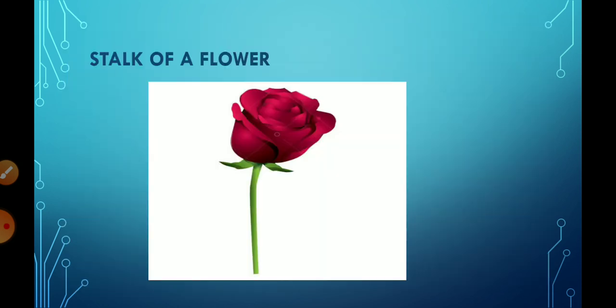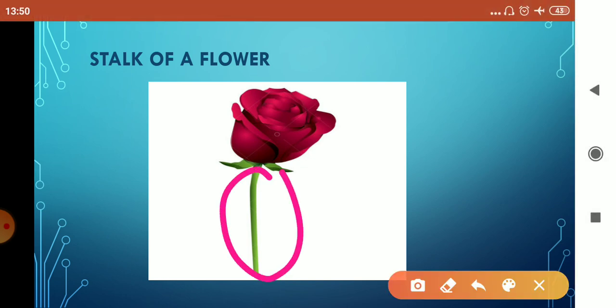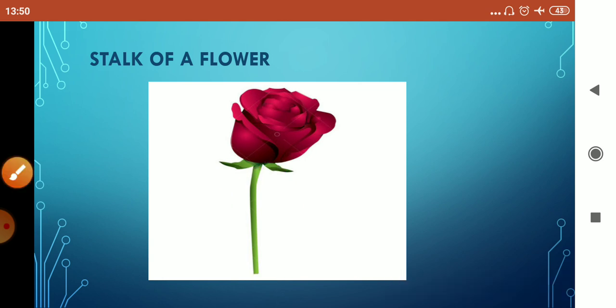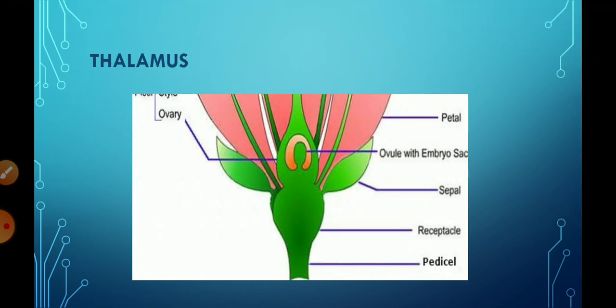After that you came across the stalk of a flower. This part is the stalk of a flower, and children, it is not necessary that every flower should have a stalk, and we use separate terms for that. So in the next video you will come across the terms related to the stalk of a flower. After that, the last structure is a thalamus, on which all the floral structures are present. So that's all about the structure of a flower.